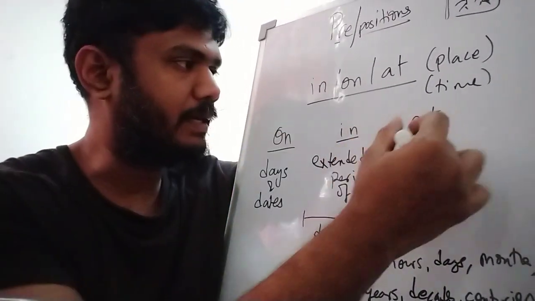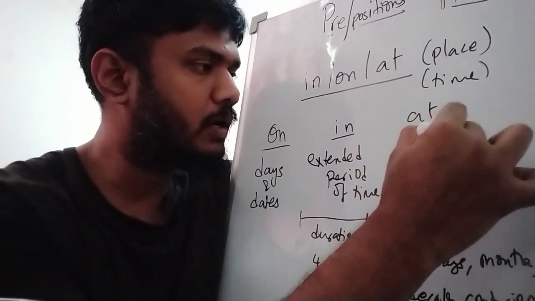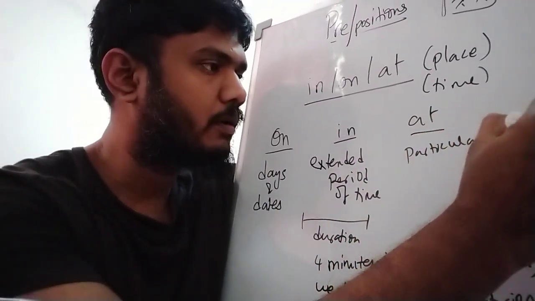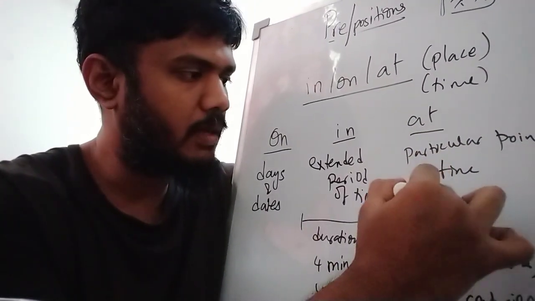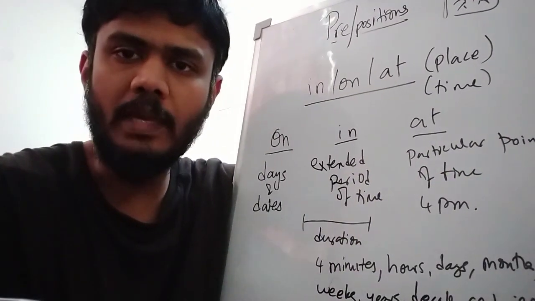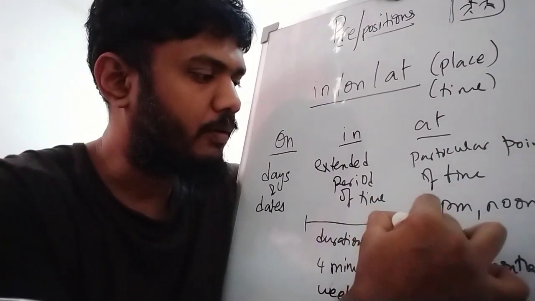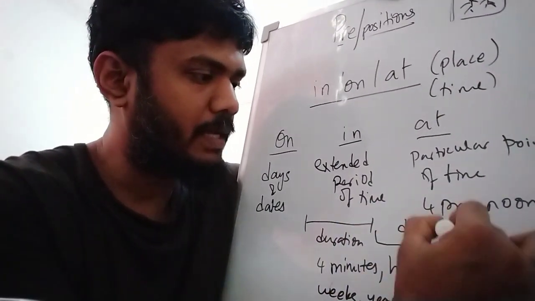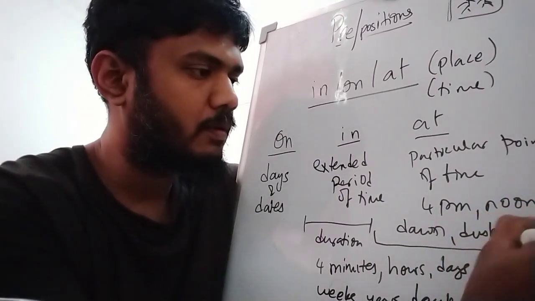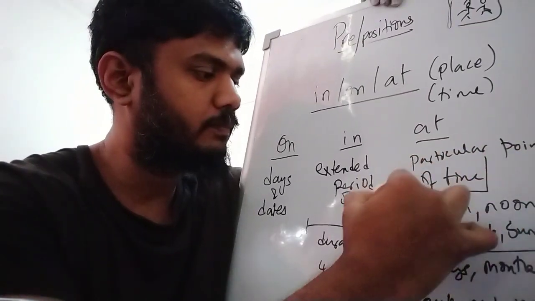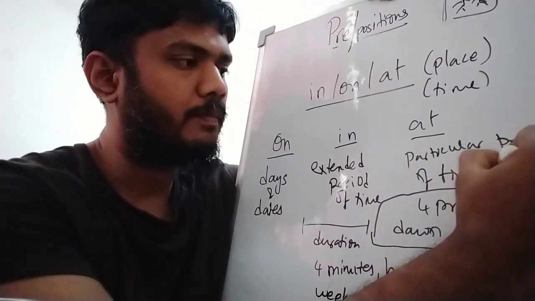Now, where do we use at then? We use at for a particular point of time. What is a particular point of time? Maybe 4 p.m. At 4 p.m. At noon, at dawn, at dusk, at sunrise, at midnight, at midday.